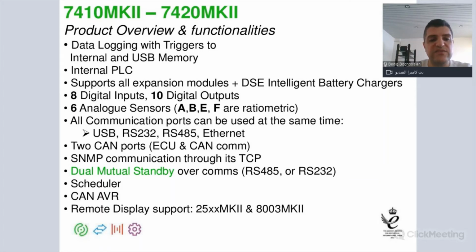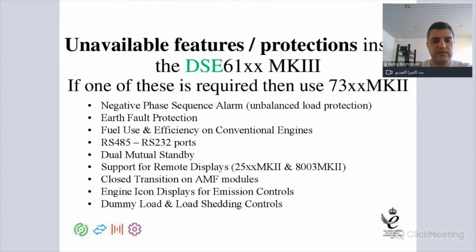Then you can provide the 7420. So as you can see, the 74 Mark II is for special applications. Again, it supports the CAN AVR. It supports the remote displays. It also has the dual mutual standby feature. And what is the dual mutual standby? That's on the next slide.